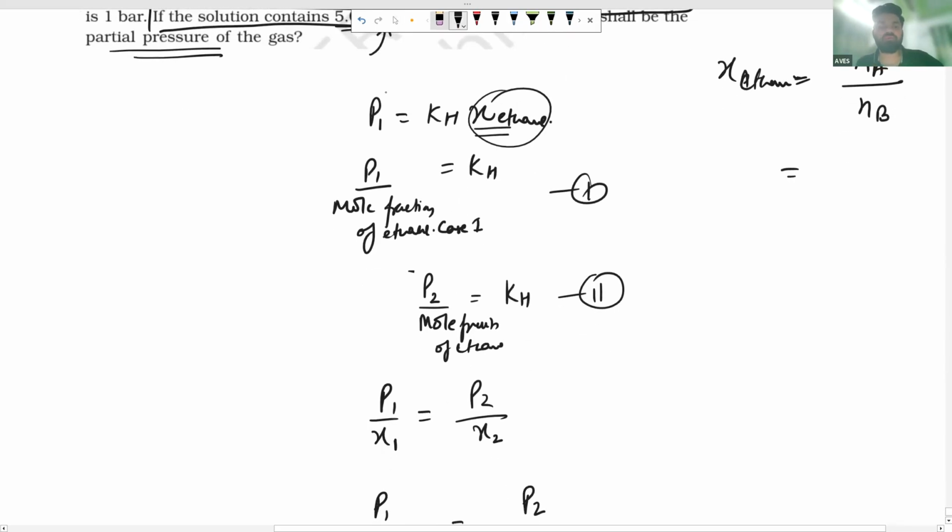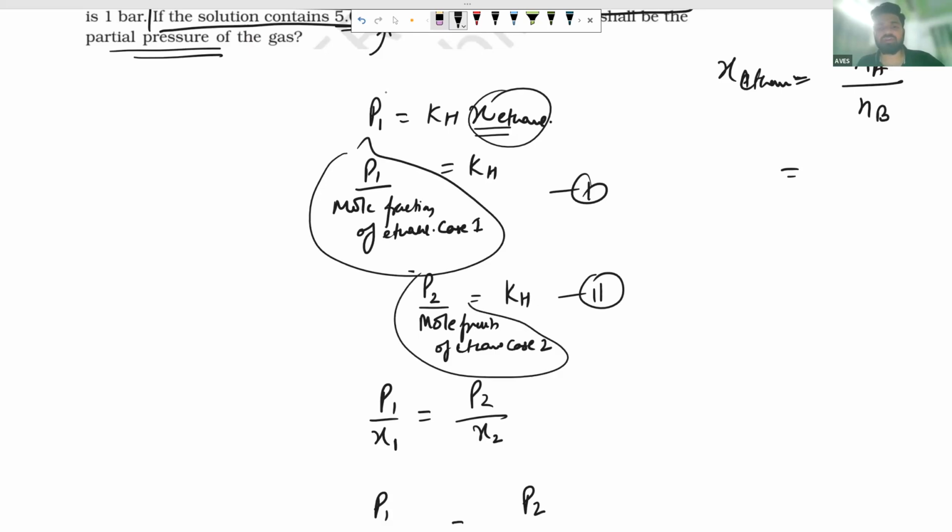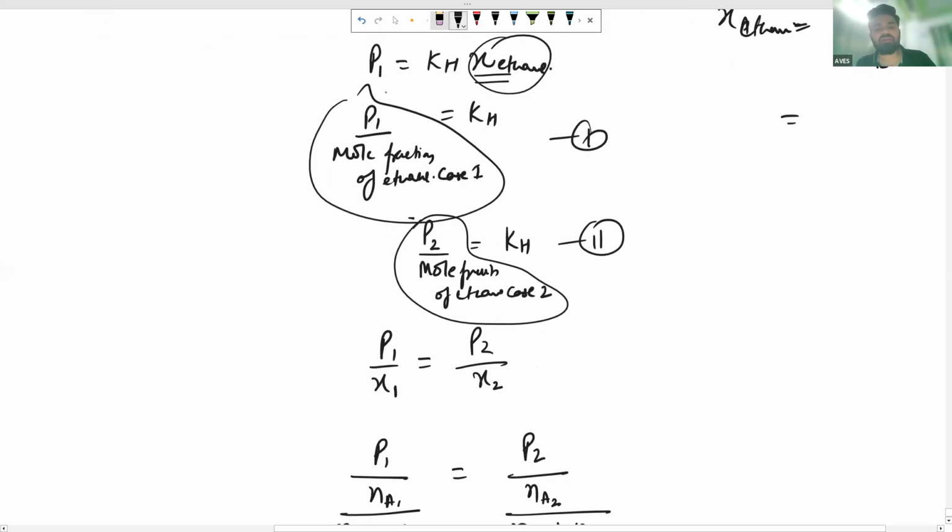So the pressure it is asking for, the next partial pressure, will be considered as P2, because here the mole fraction of ethane in the second case will change. But the value of KH is the same. So since this value is equal to KH and this value is also equal to KH, we are just equating both. P1 upon the mole fraction of ethane in case 1 equals P2 upon the mole fraction of ethane in case 2.